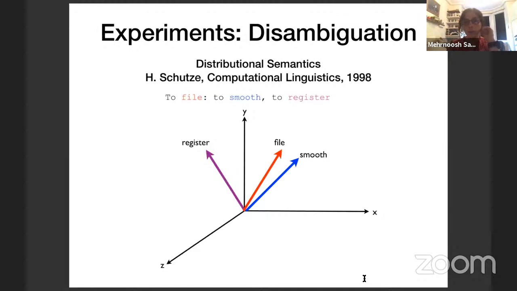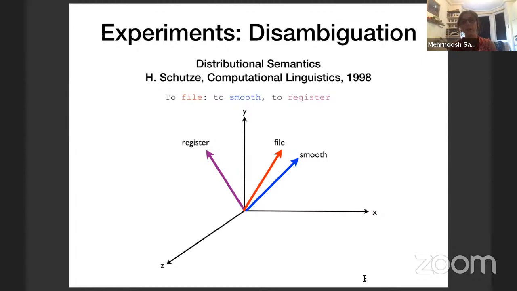Okay, I'm going to spend a few minutes to explain some experiments. So we start with distributional semantics, originated in the ideas of Firth and Harris, where you sort of turn your large corpus into a vector space based on the co-occurrences of the words with each other. So here, the vector representation of file can be close to the vector representation of smooth or register.